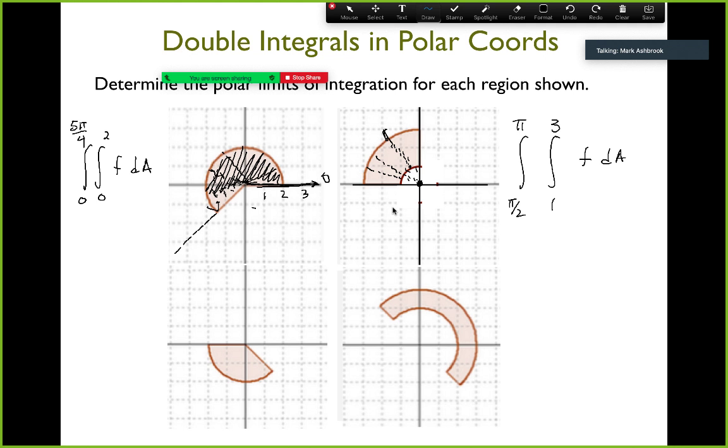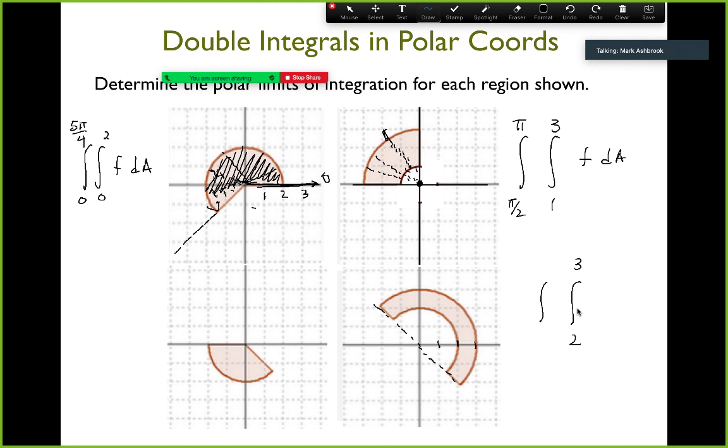Does it make sense? Okay, let's do this one. So this one's a little bit different. First of all, r goes from what to what? 2 to 3. 2 to 3.